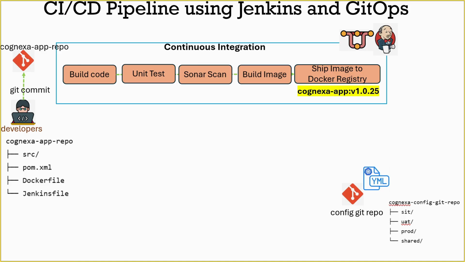So once a new application image is built and pushed to the Docker registry, the deployment configuration needs to be updated to reference the new version. Well, there are multiple ways to achieve this. One common approach is that a separate Jenkins pipeline automatically updates the image tag in the GitOps repository. For example, after building Cognexa app version 1.0.25 image created, the pipeline updates the deployment manifest or Helm values file in the GitOps repository with the new image tag and commits the changes back to Git.